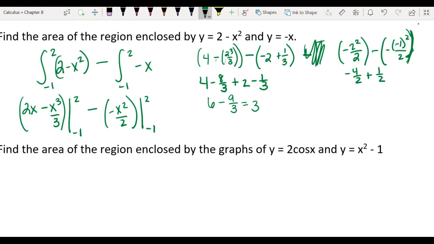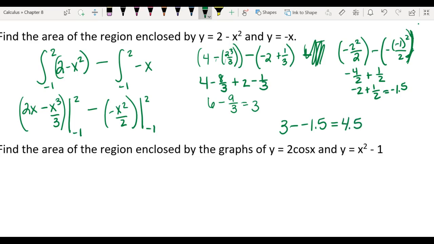Plus 1/2. So that's -2 plus 1/2, which is -1.5, correct? Or -1 and 1/2. And now I'm going to apply this negative. So I get 3 minus -1.5. So what's my final answer? 4.5.